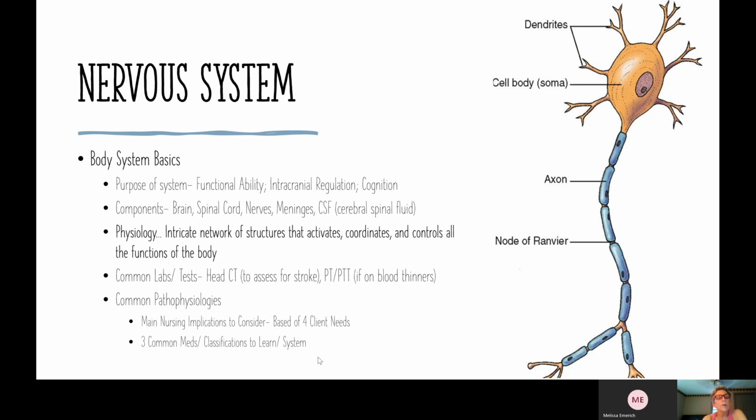So of course, the components that are important in our nervous system are our brain, our spinal cord, the nerves, the meninges, and then the cerebrospinal fluid, all of which are important. From the physiological perspective, it is indeed an intricate network of structures that not only activates, but coordinates and controls all the functions in the body.